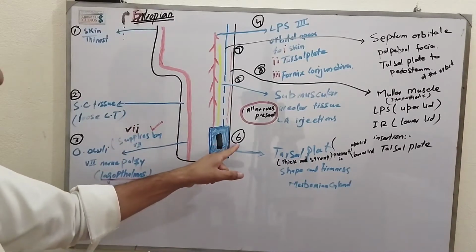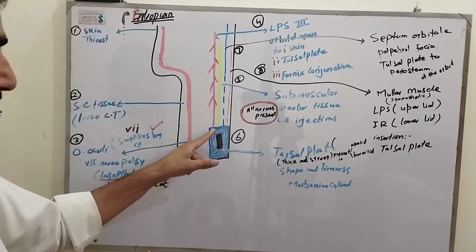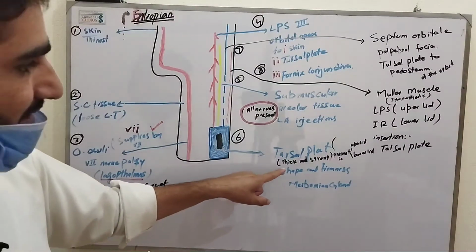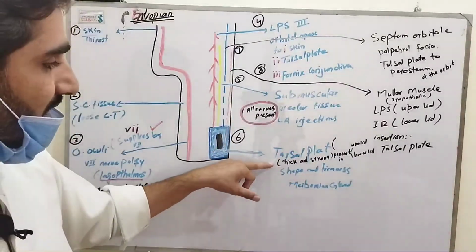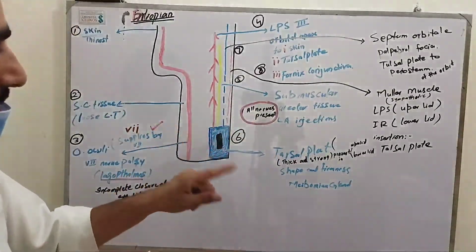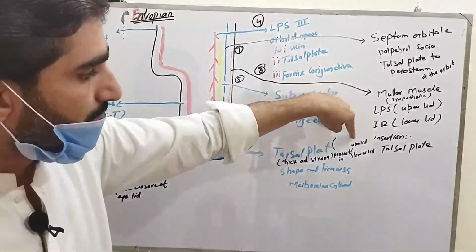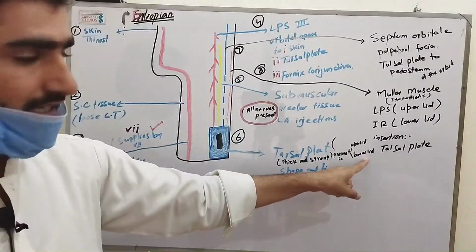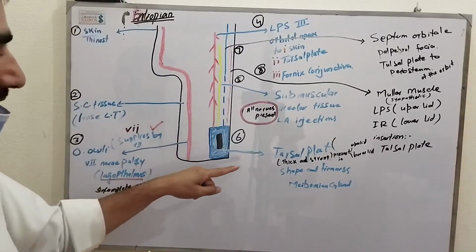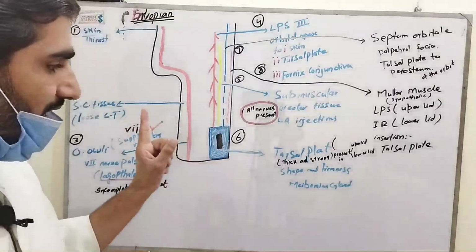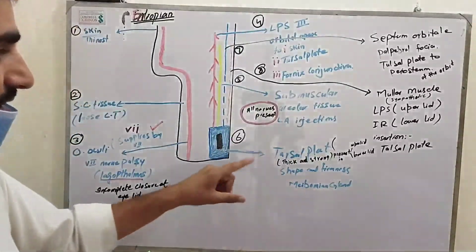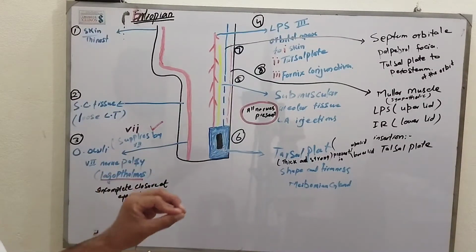Our sixth structure in the eyelid is the tarsal plate, this blue area. What is the tarsal plate? It is a thick and strong structure in our eyelid. Always remember, the tarsal plate is present in the upper lid as well as the lower lid. Because of its thickness and strength, it also provides shape and firmness to our eyelid. The tarsal plate also contains meibomian glands.